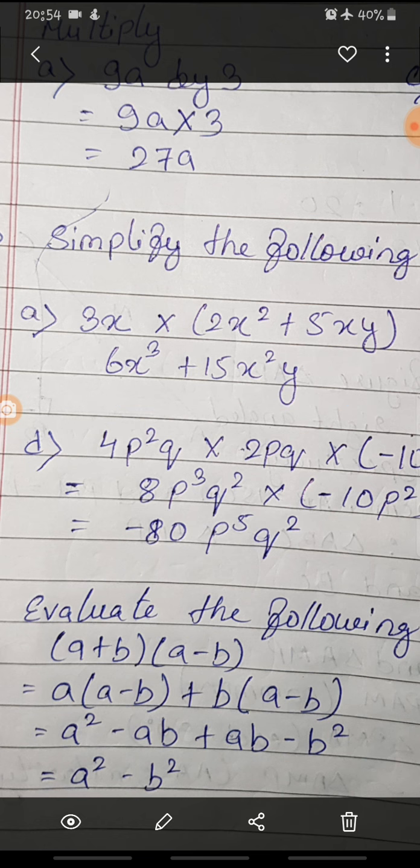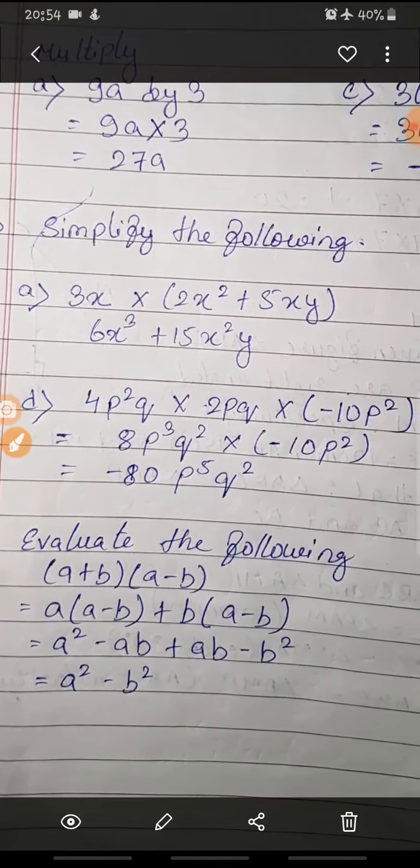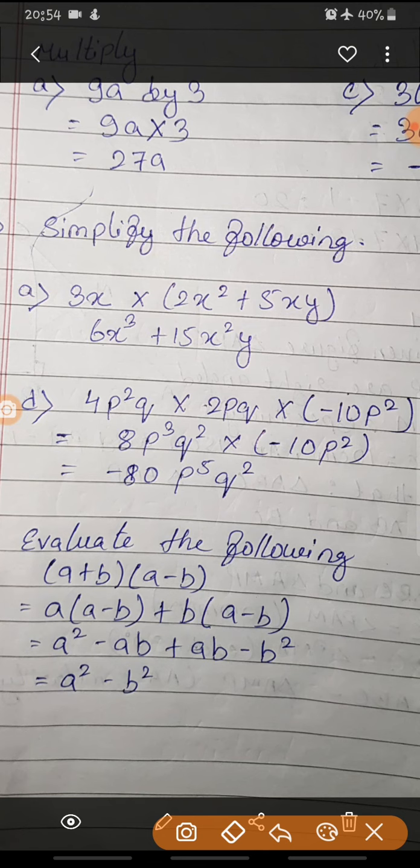Similarly, for the next question, D number question, 4p square q is multiplied with 2pq is multiplied with minus of 10p square. First thing, I have multiplied 4p square q with 2pq. So 4 is multiplied with 2, then we have got 8. p square is multiplied with p, then p to the power 3. q is multiplied with q, then q square.